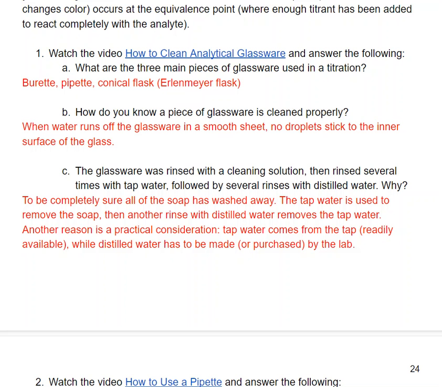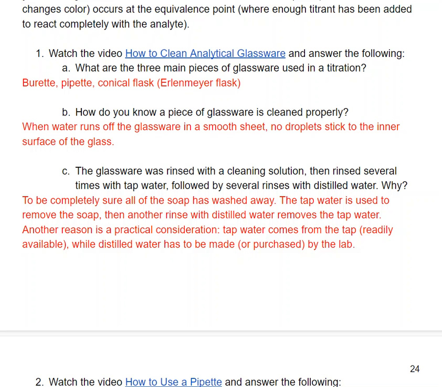So how do you know that a piece of glassware is properly cleaned? We call this volumetrically cleaned. So this is whenever there's no little droplets stuck to the inner surface of the glass. So the water will just run off in like a smooth sheet and won't leave any droplets behind.